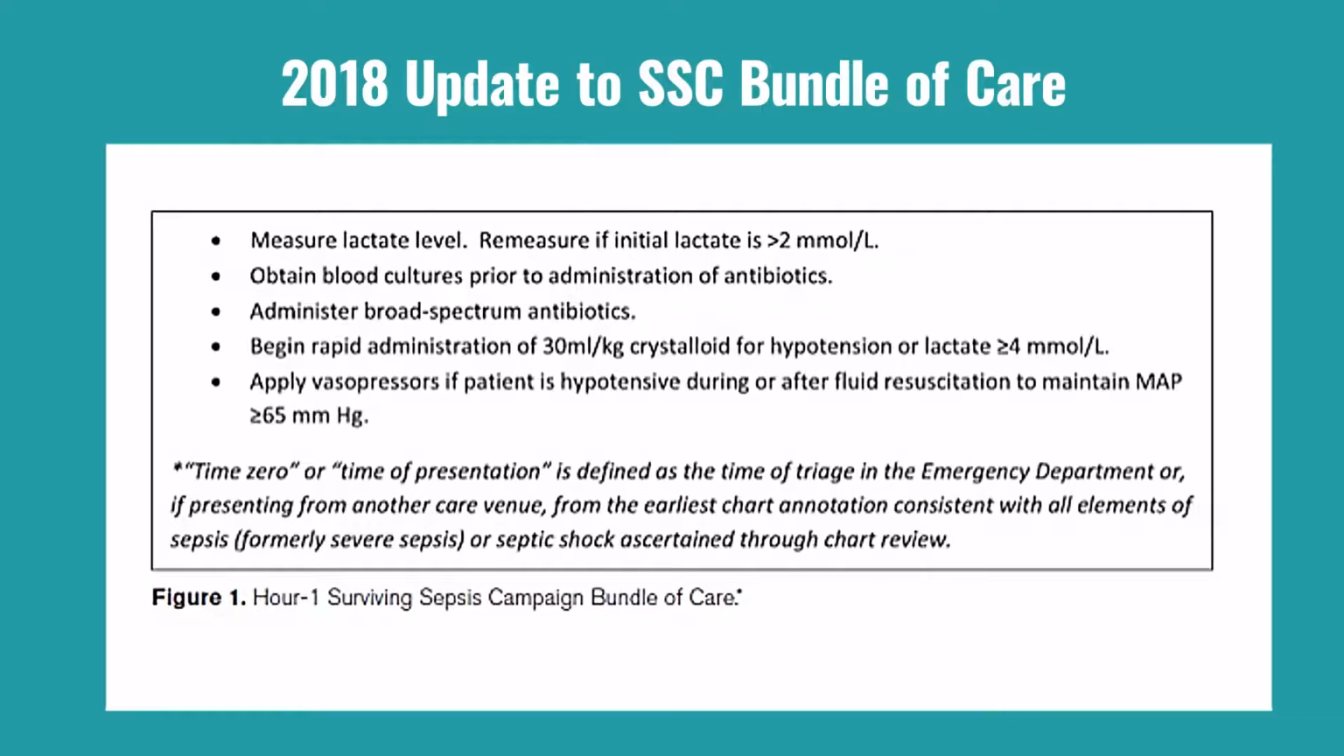In the management of sepsis, the latest 2018 guidelines and update as per the Surviving Sepsis Campaign shows us the bundle of care to be followed for septic patients. So the bundle of care involves measuring lactate level, remeasure if initial lactate is more than 2 millimoles per liter, obtain blood cultures prior to administration of antibiotics, administer broad spectrum antibiotics, begin rapid administration of 30 ml per kilogram of crystalloids for hypotension or lactate greater than or equal to 4 millimoles per liter, and apply vasopressors if patient is hypotensive during or after fluid resuscitation to maintain a MAP of 65 mm of mercury. So these are the basic steps in the sepsis bundle of care as per 2018 update.